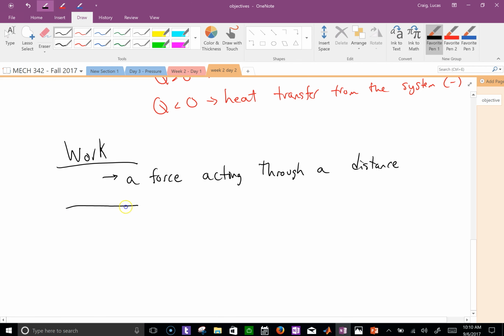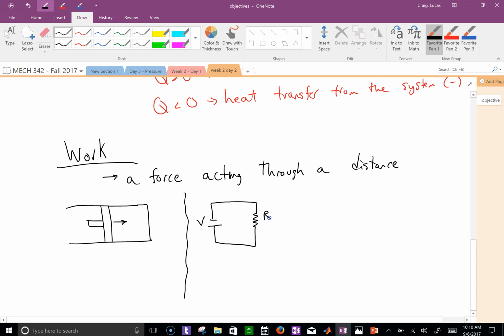So, for example, here's a piston. And we'll look at this in more detail in a second. It can move in and out. So that's work. In electricity, you have voltage running through a resistor, right? That creates power. Or you can have shaft work, a motor spinning a shaft. These, just a piston moving in and out.